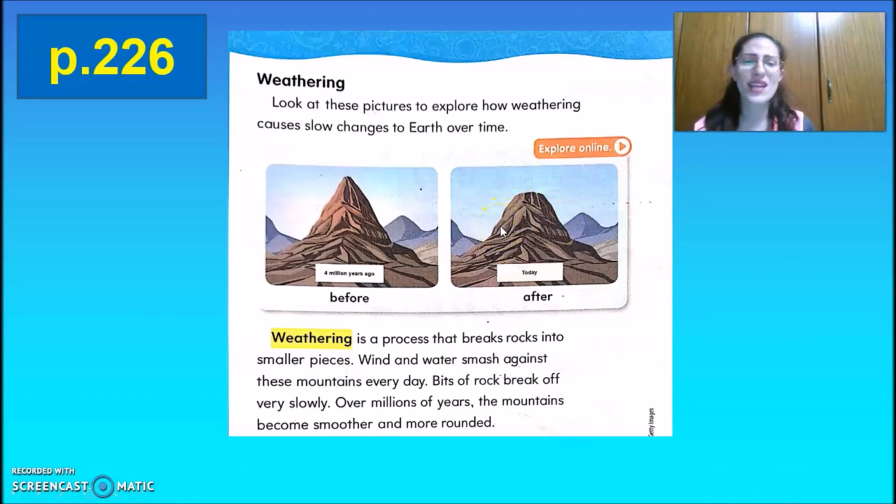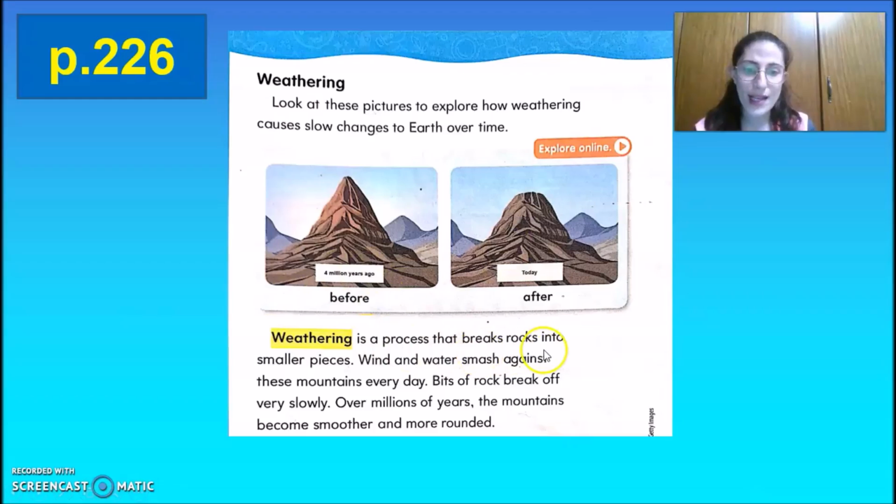Excellent, because the wind keeps on hitting it day after day, year after year, making this rock weaker and the mountain smaller year after year. Let's read together. Are you guys ready?